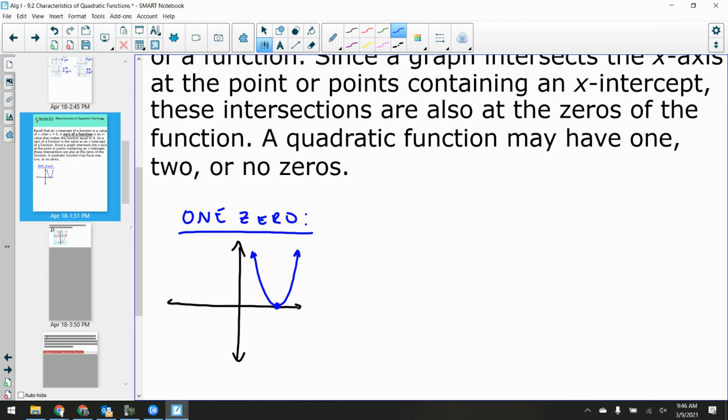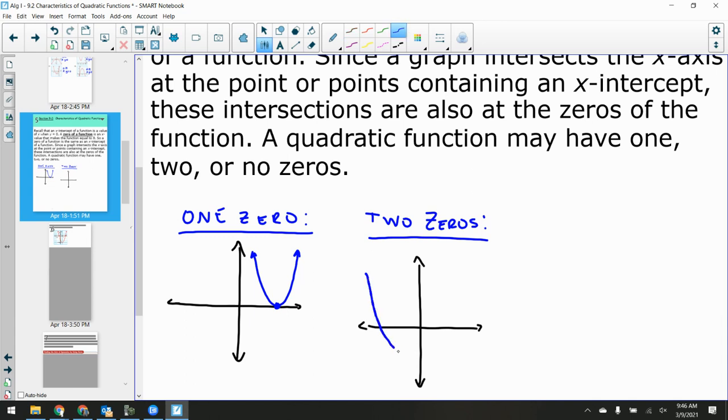That's an example of when it has 1 zero. There is another case when we have 2 zeros, and this is the more common case. This is the one that we're going to see most often here in chapter 9. When we have 2 zeros, the vertex is underneath the x-axis and it crosses twice. If it's facing upward. If it's facing downward, the vertex would be above the x-axis and it would go downward again twice.